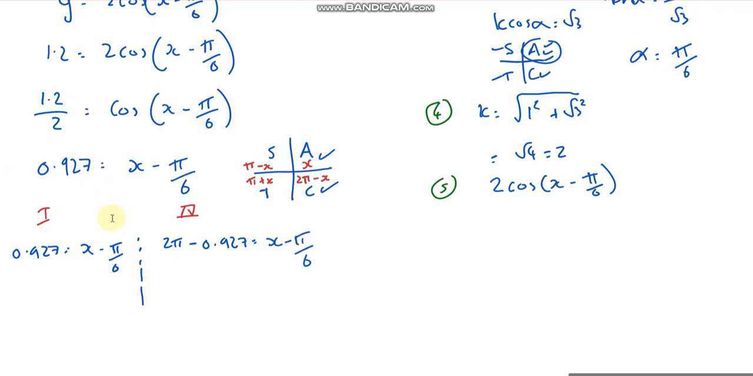And then you just rearrange them, we're just going to add on pi over 6. And then here we'll do this and add on pi over 6. So 0.927 plus pi over 6. So my two answers here are 1.45. And over here, I've got 2 times pi, and I'm going to add on pi over 6. So it gives me 5.87. I'll round that off and say 5.880.